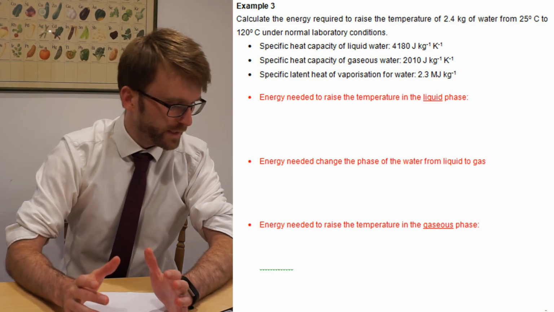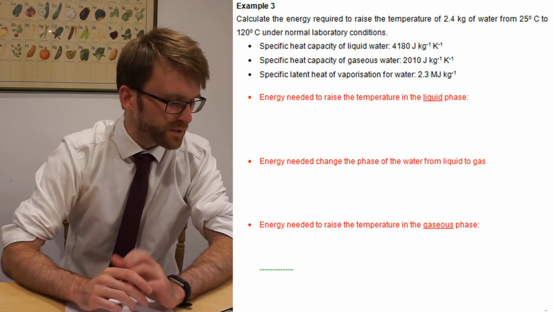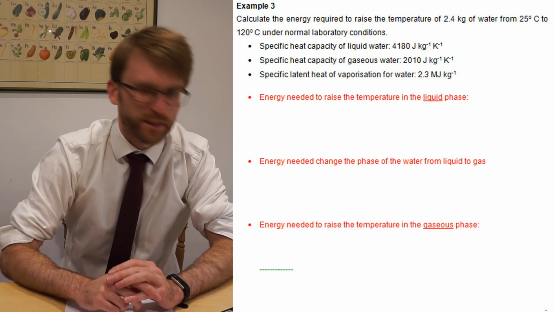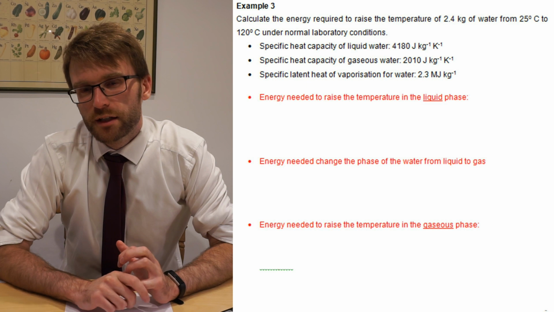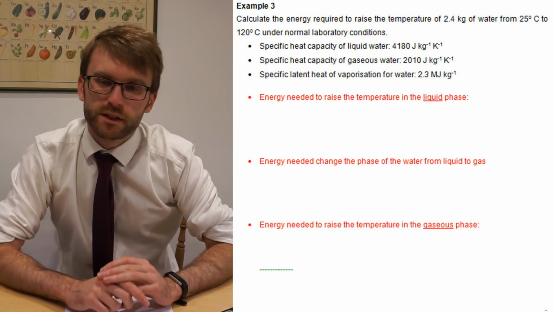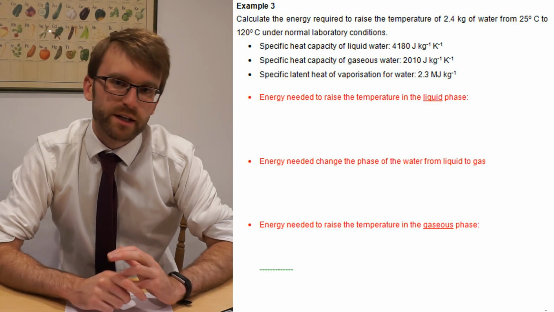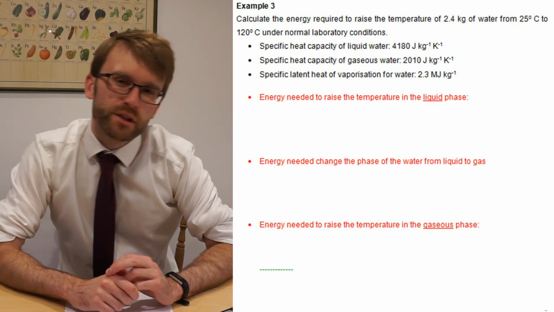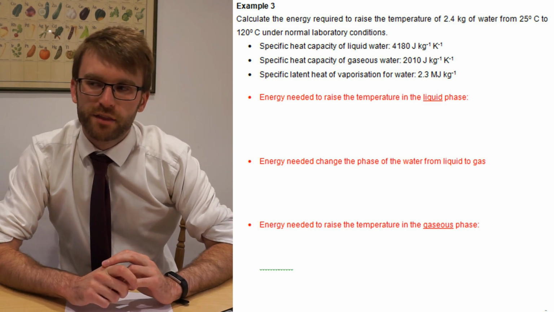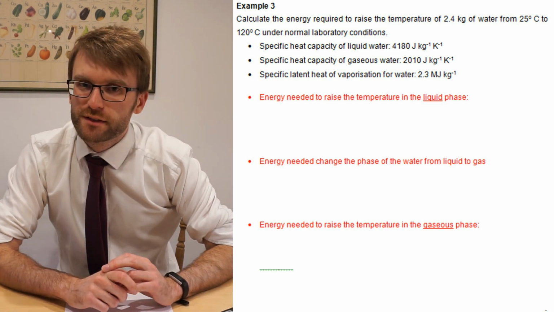In example 3, you're looking at the energy required to change the temperature of a mass from 25 degrees to 120. It's not told you that it's changed state, but it has given you the specific heat capacities, and they will always give you specific heat capacities, by the way. Look for that data. And it's a bit of a clue that they've included the specific latent heat there. That should be a clue that that's required.